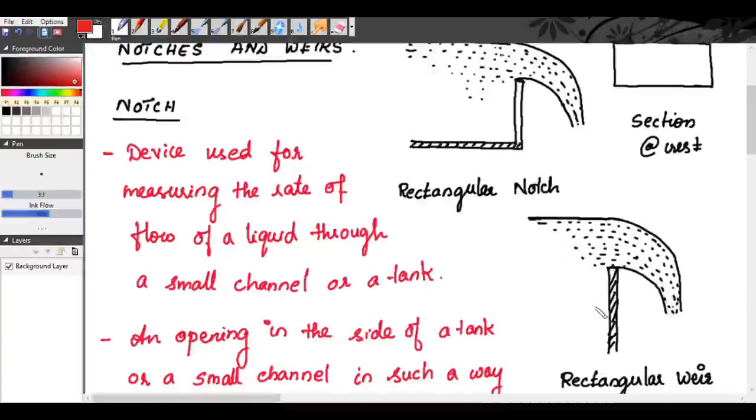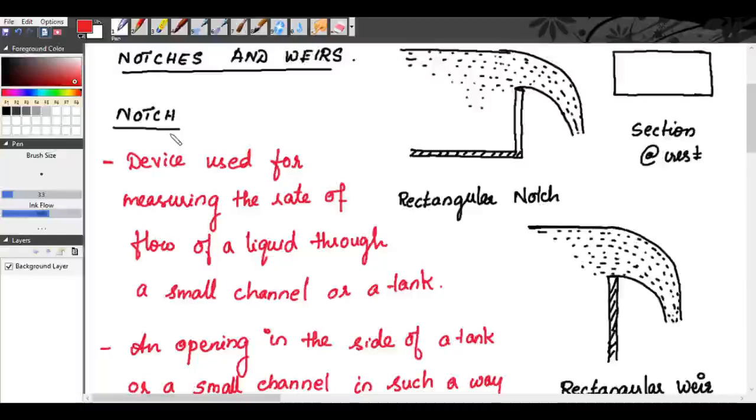So notch and weir. There is a difference between notch and weir, we will see that. First of all, both are used for measuring the rate of flow. Above this, the water is flowing above the notch. Here also the water is flowing above the weir. Now, what is the difference? Let us see what is a notch.